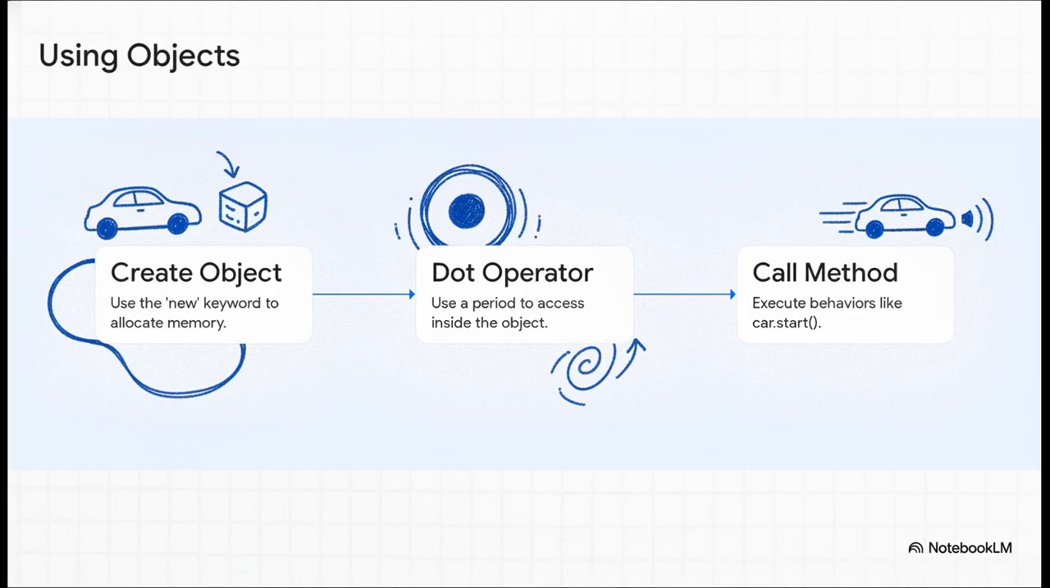Step 1, we have to create the object. We do this using the new keyword. We type Car, give it a variable name like myCar, and set it equal to new Car. That tells Java to allocate memory right there in the heap for our object.